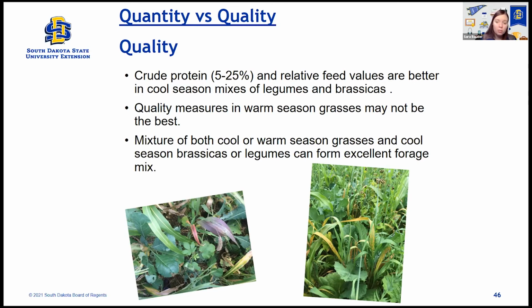And then the mixture of cool and warm season grasses and cool and warm brassicas or legumes can form a really great forage mix because we're trying to get the best of both worlds. We're getting the quality and the tonnage. And so there's no perfect mix, and we usually do this on a case-by-case basis. But these are two totally different blends I have pictures of here. I think there's a couple weeds in both of them, but you get the idea that it really just depends on our objectives, and we can't control exactly what's going to happen, but this gives us an idea.